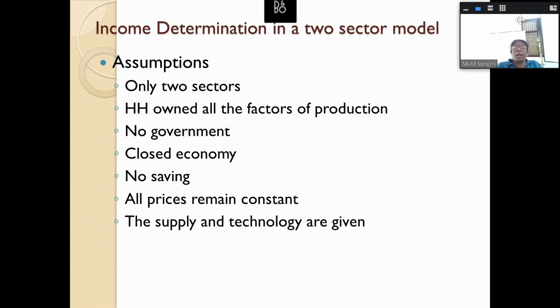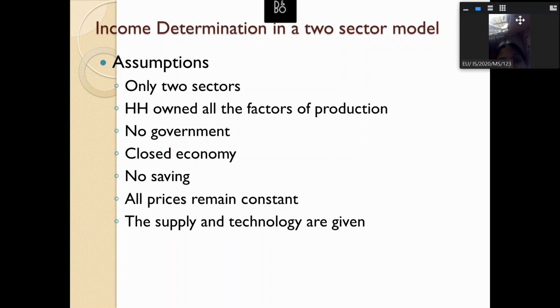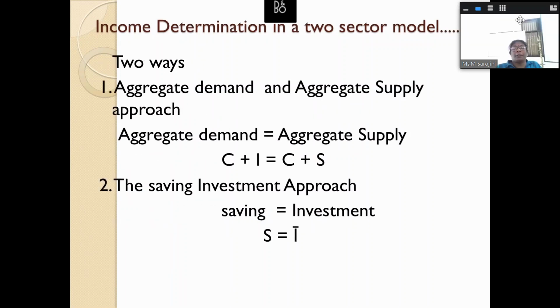No saving, all the income is spent on consumer purposes. Because of no saving, the investment is also not there. Again, all the prices are constant, whether the demand increases or decreases, or likewise supply increases or decreases. There are no changes in the price level. Also, the supply and technology are given. Based on these assumptions, we can explain the national income determination for the two-sector model.